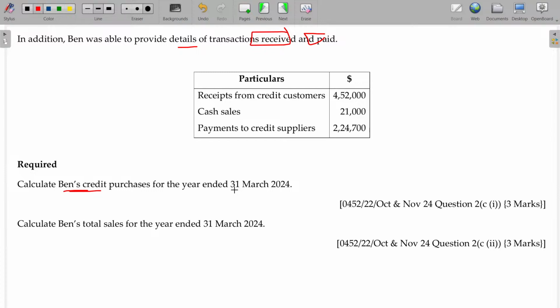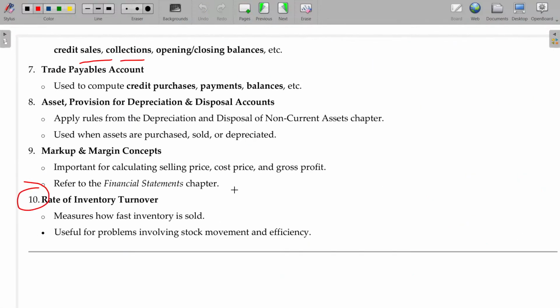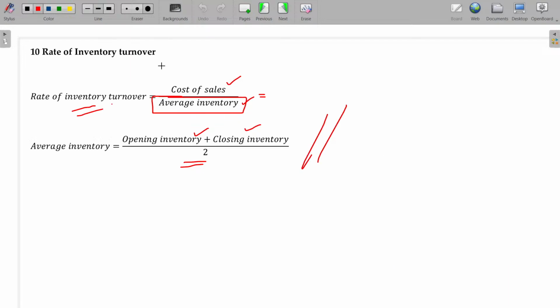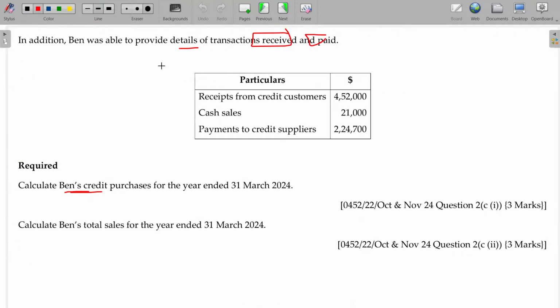Now, in case of credit purchase, as I already told you, for credit purchases, if the payments for them and balances, if any are missing, then you can prepare the trade payables account to get the answer easily. So as you are aware of the format for the trade payables, I go with the trade payables format here. Trade payables. Here balance brought down, balance carried on.